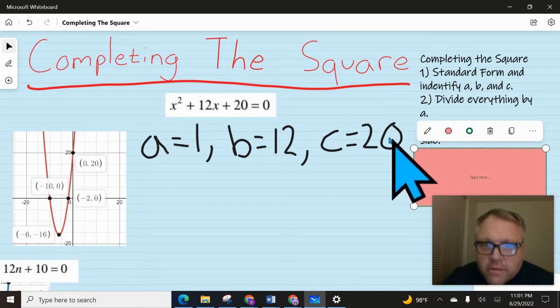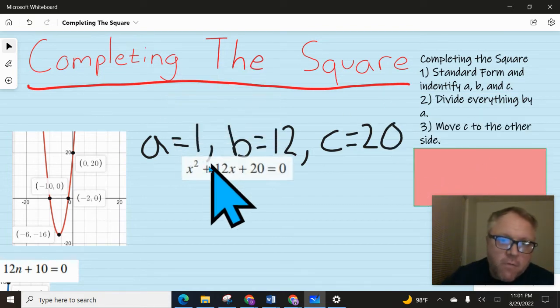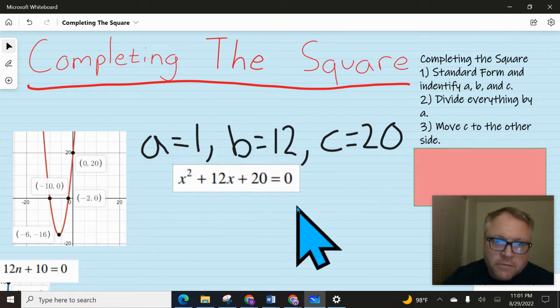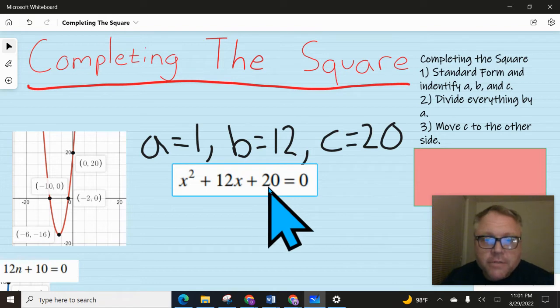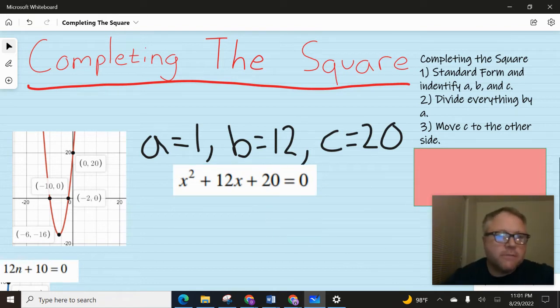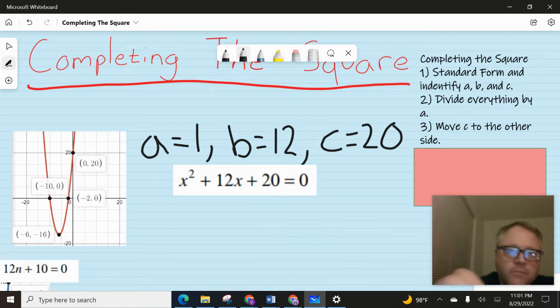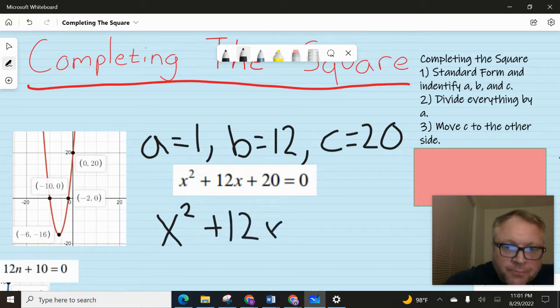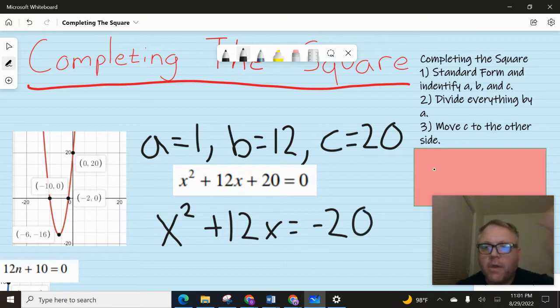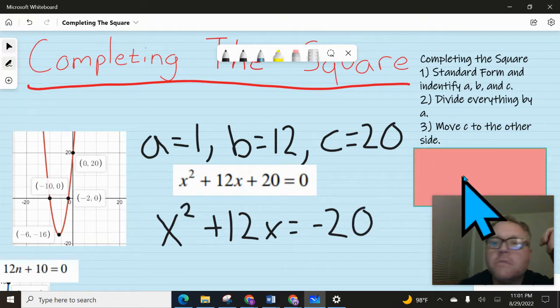Move C to the other side. So from our equation here, we know C is 20. So I'm going to subtract 20 from both sides. And what does that do? X squared plus 12x equals negative 20. Nice. Okay, so that's done.